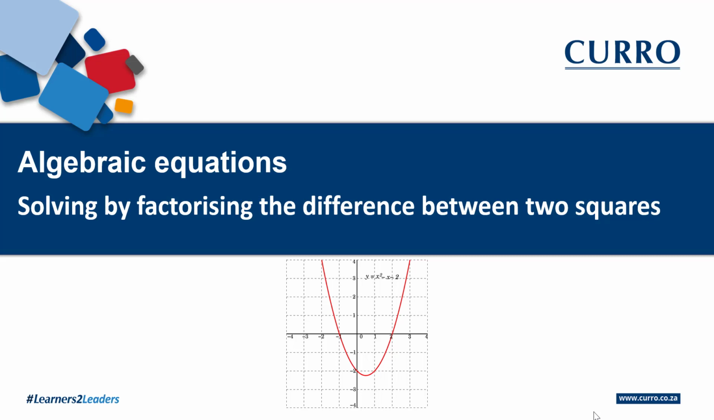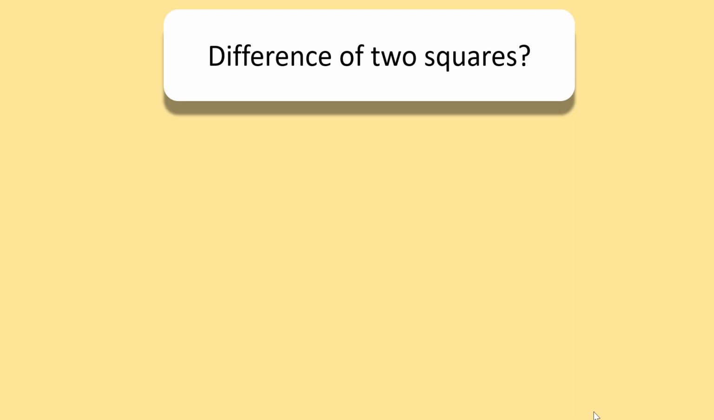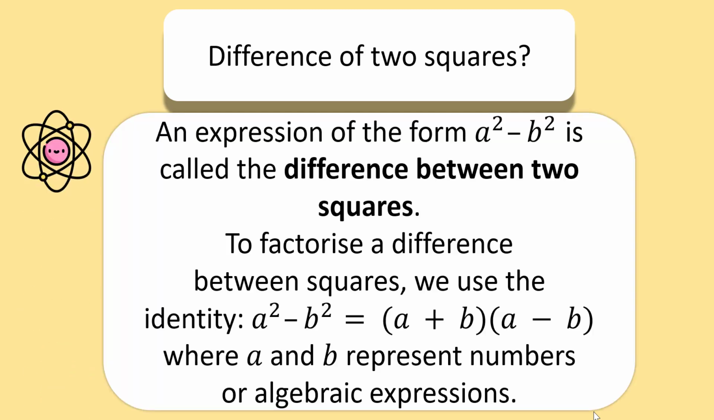Algebraic equations, solving by factorizing the difference between two squares. Do you still remember the difference of two squares? Look carefully at this definition. An expression of the form a squared minus b squared is called the difference between two squares.